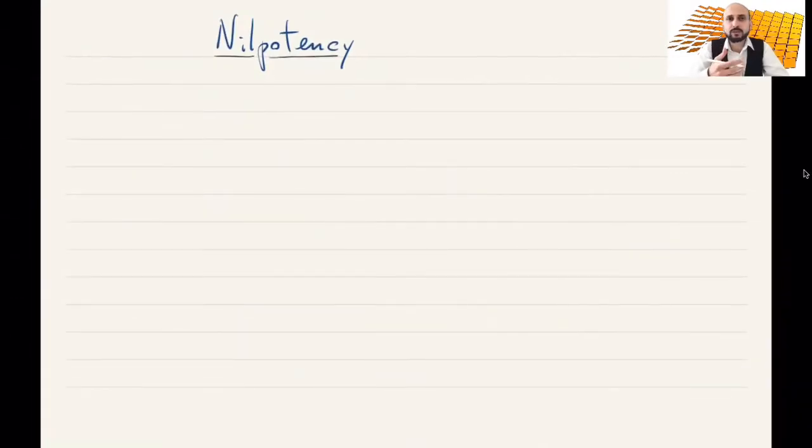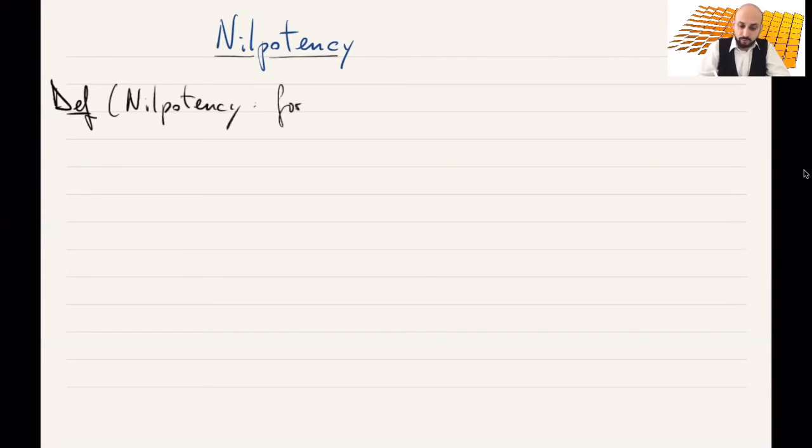Let's start. The term nilpotent is used in many situations in mathematics, okay? And maybe a student might be confused on the relation between these terms. So I will quickly review various notions of nilpotency and relate them. So the definition of nilpotency can be given for groups, for Lie algebras, and for matrices.